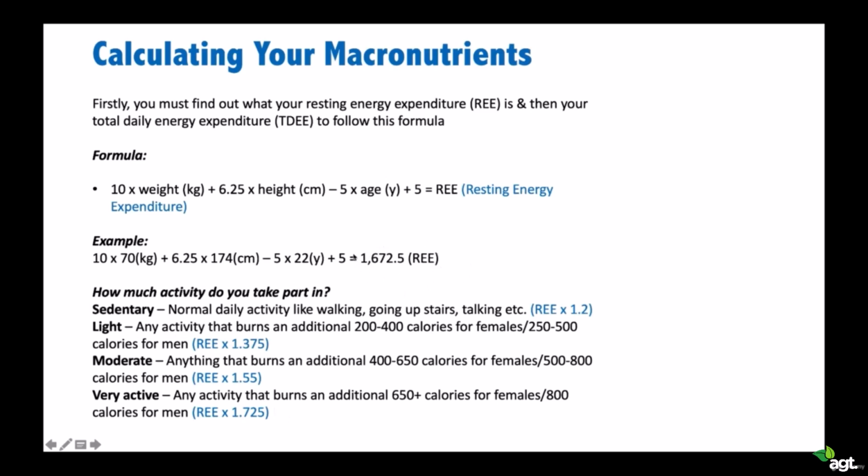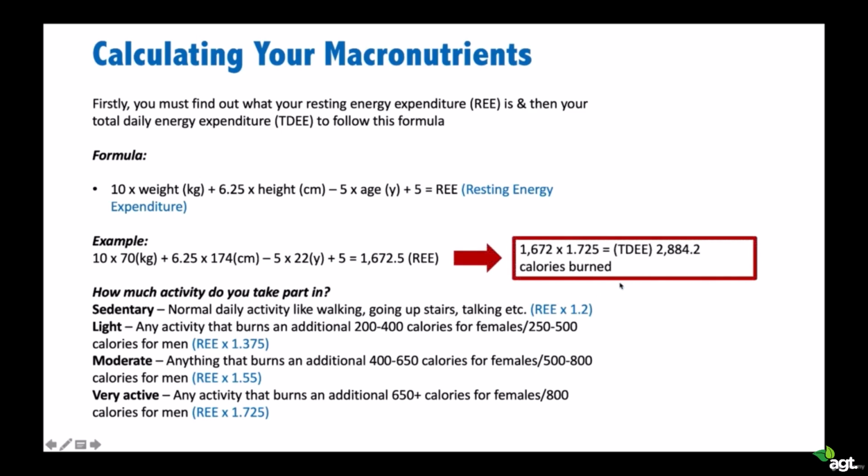So in this case, for this guy, it's 1,672.5, and then we multiply it by a number depending on which category you're in. So if you're in moderate, you've got to times your REE by 1.5. If you're very active, you've got to times it by 1.725, and so on and so forth. You get the gist. So in this example, our guy is very active.